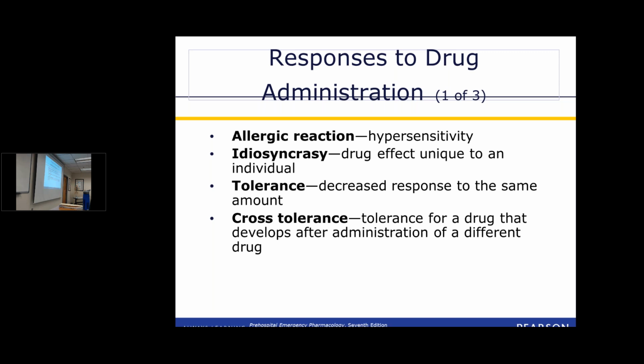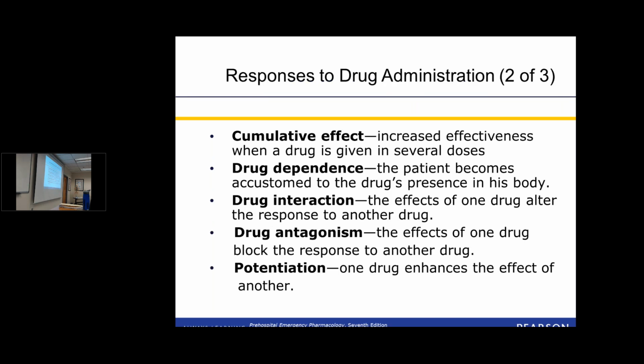Cross tolerance. Cross tolerance is a tolerance for a drug that develops after administration of a different drug. So the idea that you can have narcotics especially that have a cross tolerance along the way. Cumulative effect, you need to know. Cumulative effect is increased effectiveness when a drug is given in several doses. Give me an example of that.